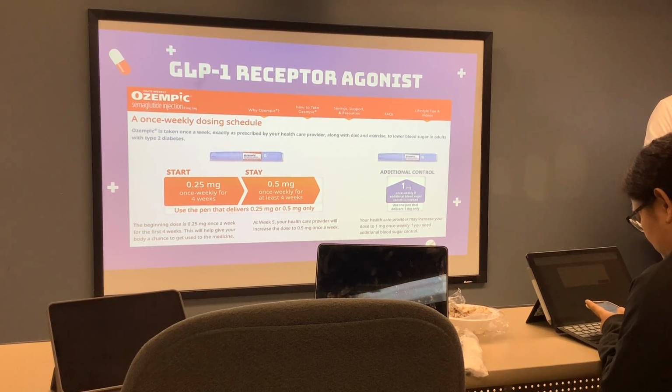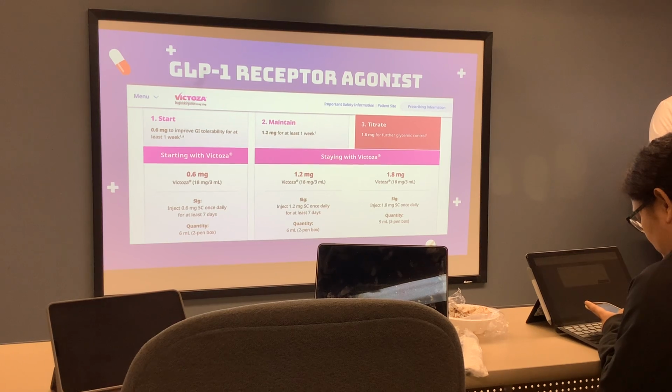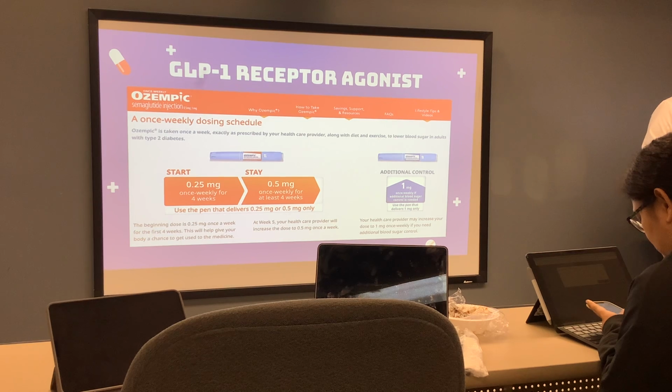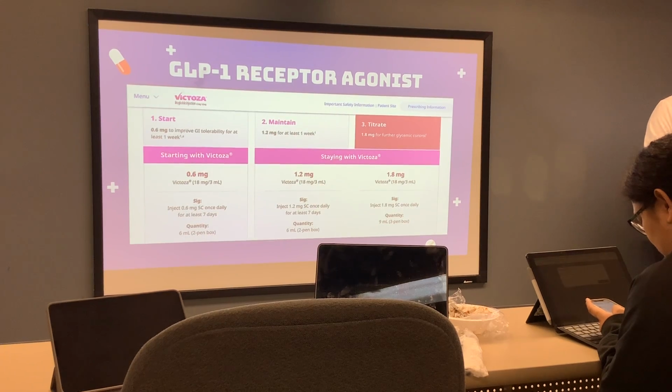And here are some examples of GLP-1 receptor agonists, including Ozempic, which is a once weekly injection, and Victoza, which is liraglutide, injected once daily. We start Ozempic at 0.25 milligram once weekly for 4 weeks, then switch to 0.5 milligram once weekly for 4 weeks, and if additional glycemic control is needed, we can switch to 1 milligram. The same goes for Victoza: we can switch from 0.6 to 1.2 once daily, and if additional glycemic control is needed, we can go to 1.8 milligram.